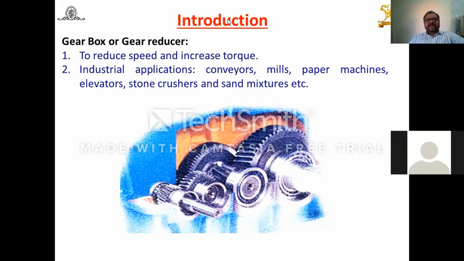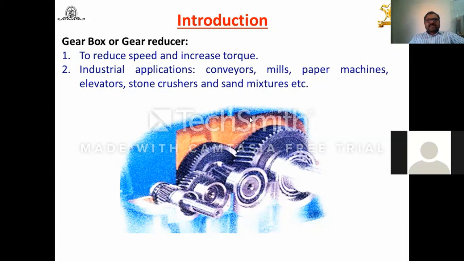Again, different applications of industrial gearboxes are in conveyor systems, in mills, maybe coal mills or other mills, then paper machines, elevators, stone crushers, sand mixers, and many different applications you will find in material handling equipment also, such as in hoists or other devices.